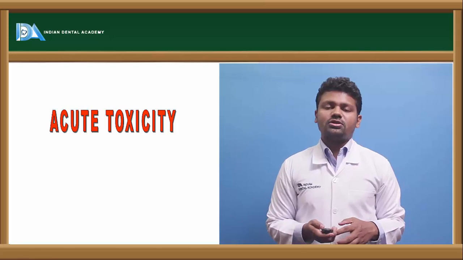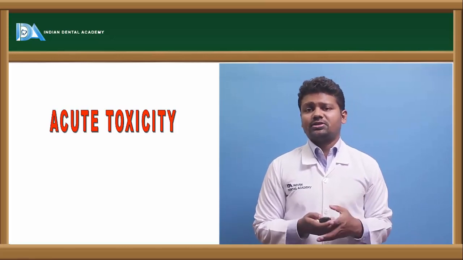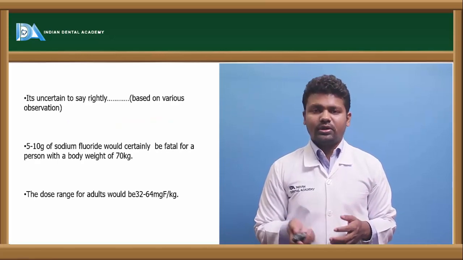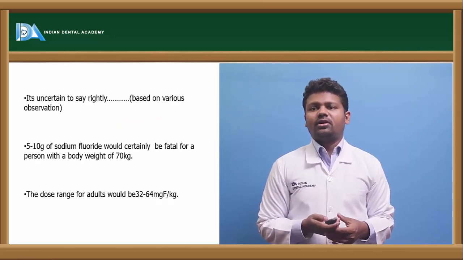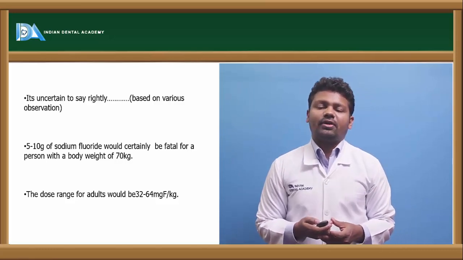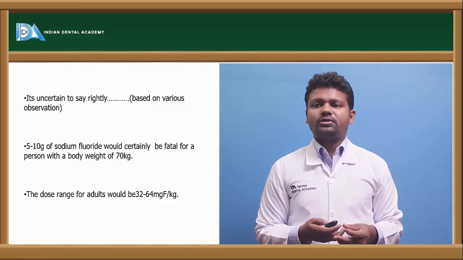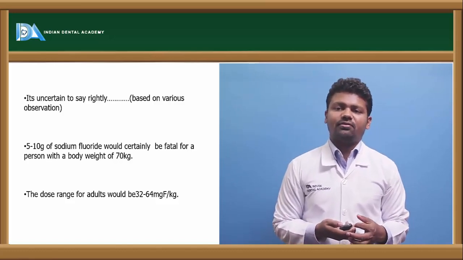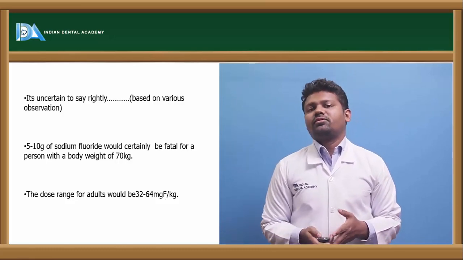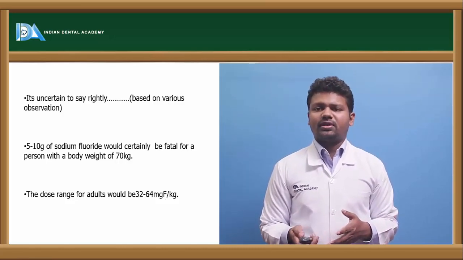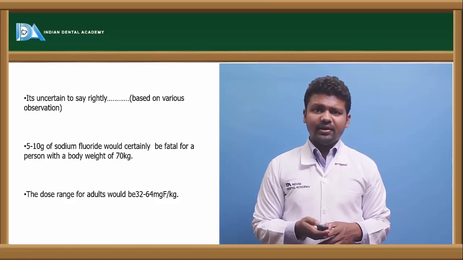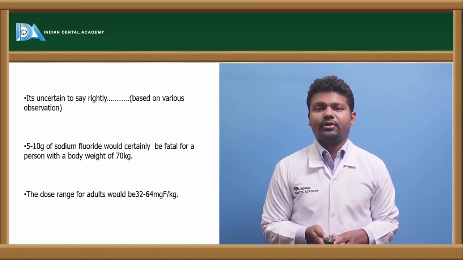Now coming to acute toxicity, as I mentioned earlier, consumption of an excess amount of fluoride in a shorter time will lead to acute toxicity. Based on various observations, 5 to 10 gram of sodium fluoride would certainly be fatal for a person. Exactly, 5 to 10 gram of sodium fluoride can be fatal for a person weighing 70 kg. For children rather than adults, it should be 30 to 64 milligram of fluoride per kg body weight.